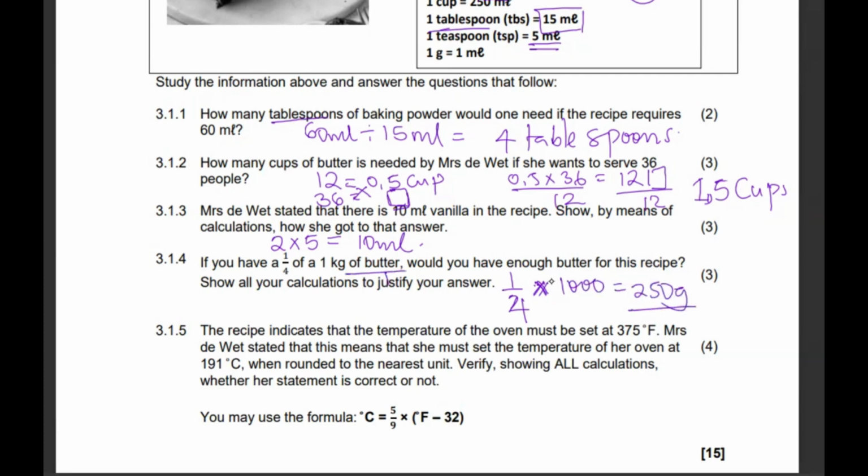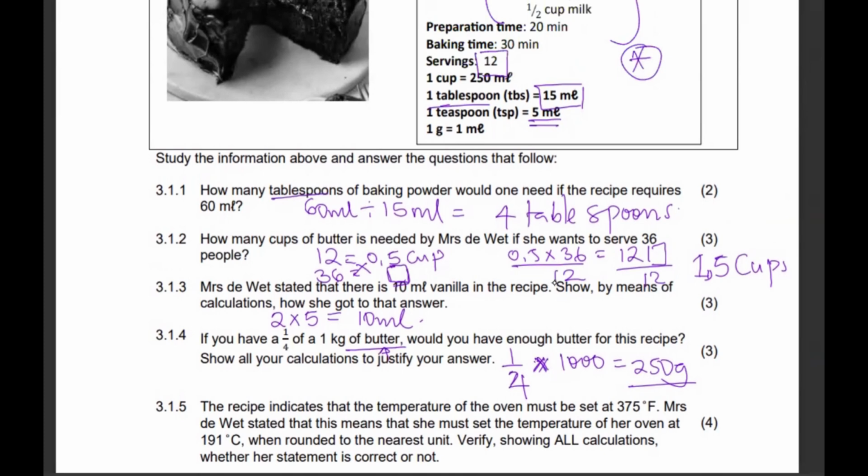Why am I putting it in grams? When you look at the butter that's needed, it's half a cup. And when you look at what they have told you here, 1 cup is 250. And they have told you if you have 1 gram, you have 1 mil. So that means 1 mil equals 1 gram. So if you have 250 mils, it is the same as 250 grams. So a quarter of a kilogram is 250 grams. Ask yourself, how much butter do we need?